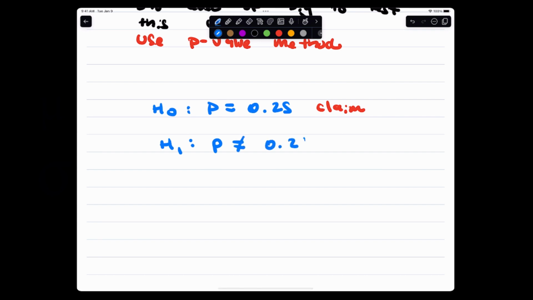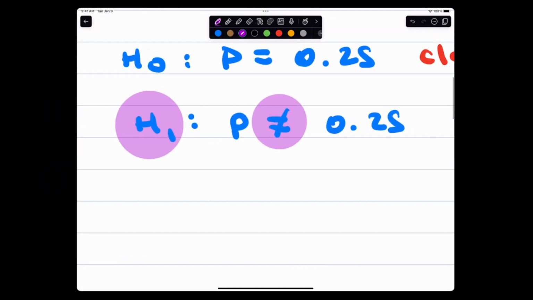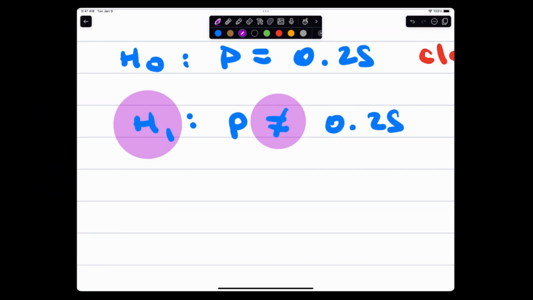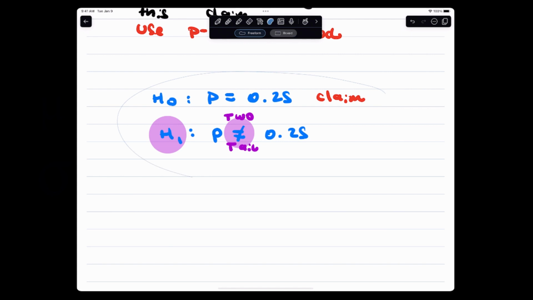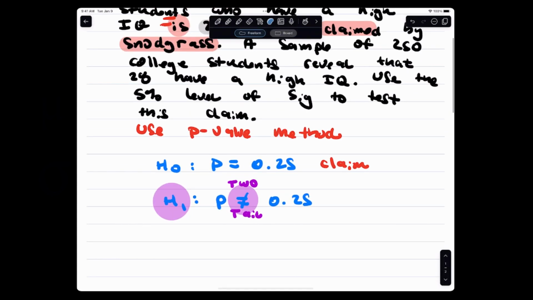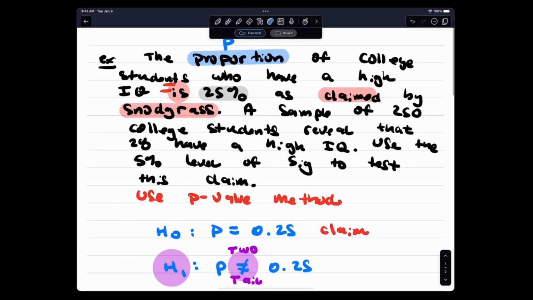Not equal. And the second you guys see this, what does that tell you about your test? What kind of test is this? If the alternate hypothesis is not equal, what kind of test is that? Anybody remember? Yep, always. It's a two-tail test. Good job. All right, good. Okay, anybody have any questions on this so far? This is your hypothesis setup, okay?